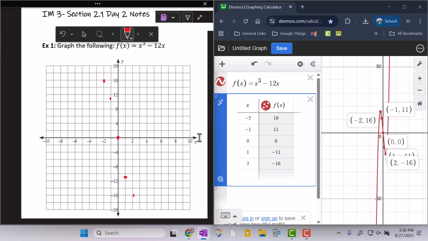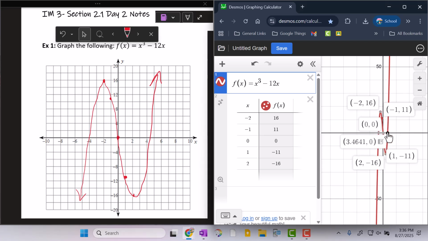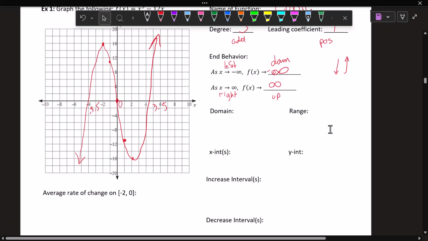But then look what it does after that. So it's coming from down here. It hits this point, that's our turning point, then it goes back down, then it hits our other turning point, and that goes up. And that's fine, that's good enough for us. We have some nasty where it intersects, it's -3.4, we'll say -3.5, and 3.5 as our x-intercepts, and of course 0. Now we have enough. Let's answer the rest of these questions.